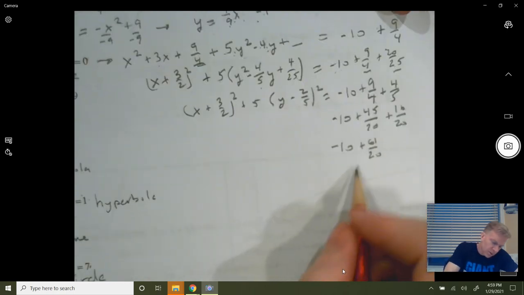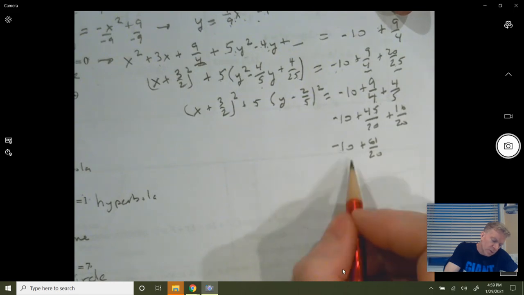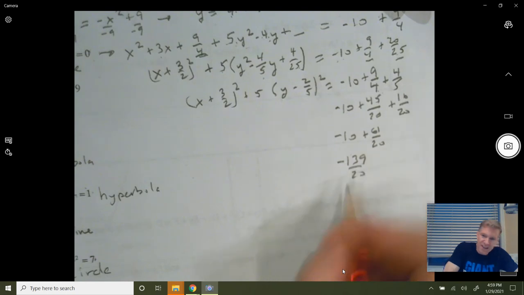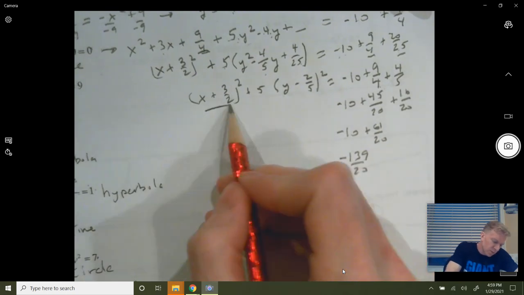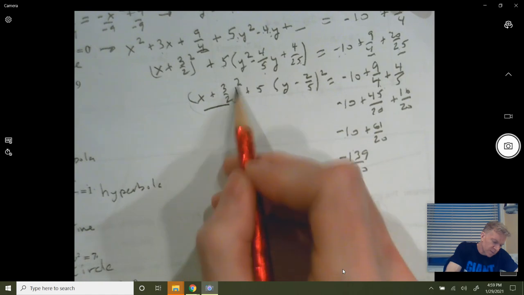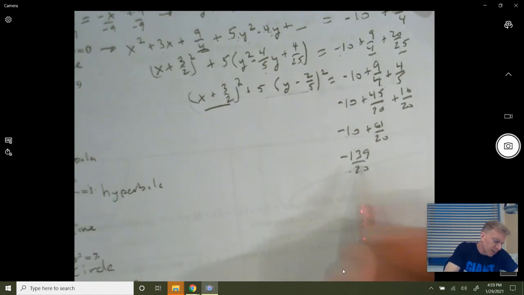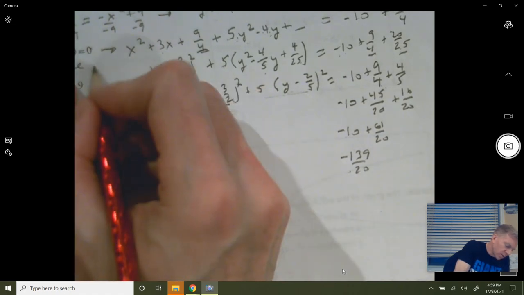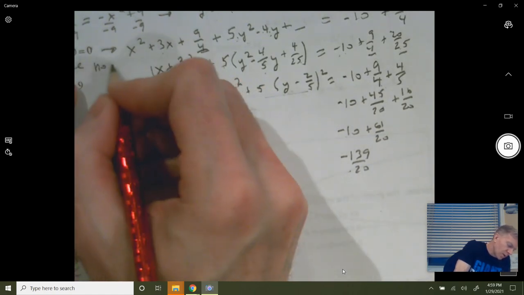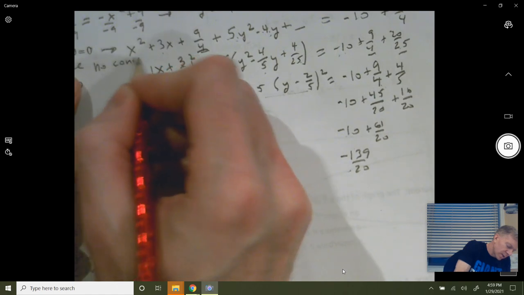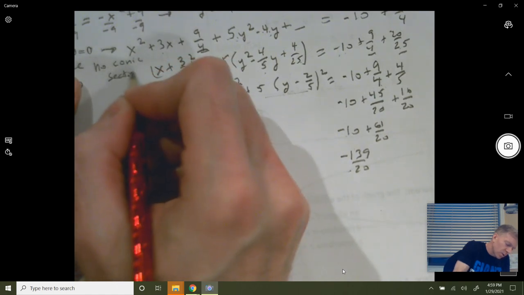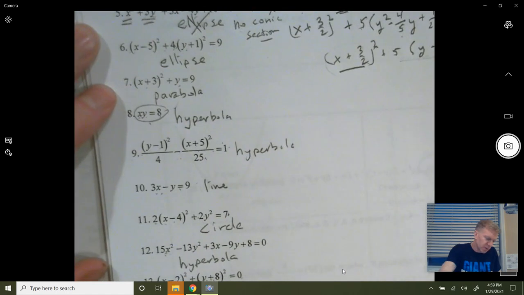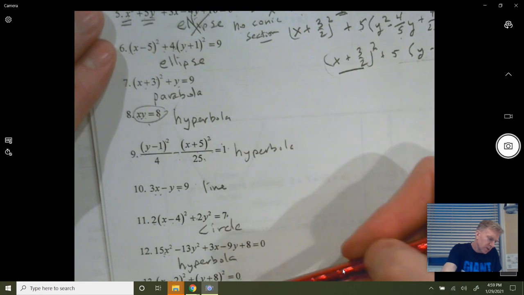This is a negative number. Negative 200 plus 61 gives you negative 139 over 20. That is not possible. To have this thing, which is positive, because anything squared is positive, plus another thing squared is positive, you cannot get a negative. So this one is no conic at all. No conic section. So watch out for that. And I was watching for that with all these other problems. There were none of these where we had that issue, where we had to watch out for that.